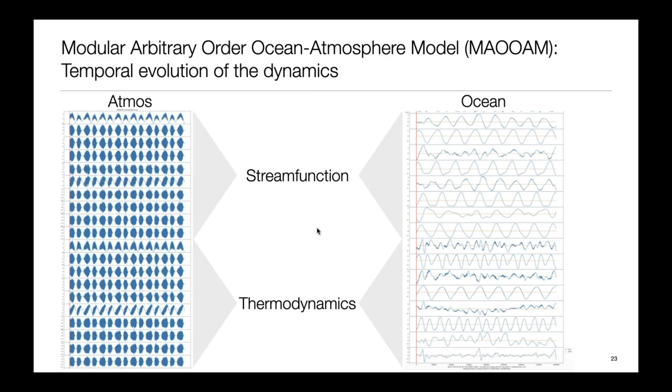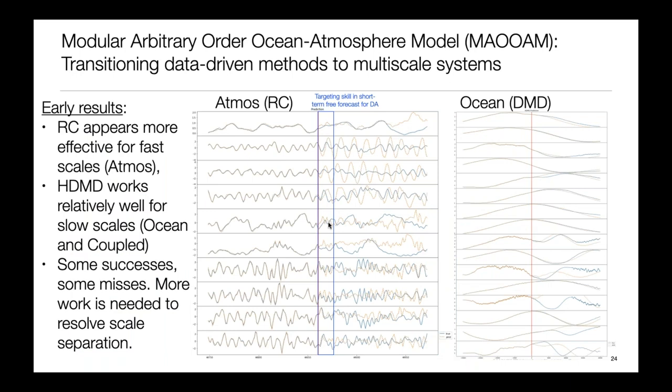So it's a challenge here going to a very disparate system where we have different time scales and different types of oscillatory dynamics. So we're now transitioning to this model to test some of these multi-scale challenges. Here is an example of applying the reservoir computing to the atmosphere. We have some agreement in some of the modes in this time scale that we're looking at for DA, but some of them have oscillations that really don't fit.